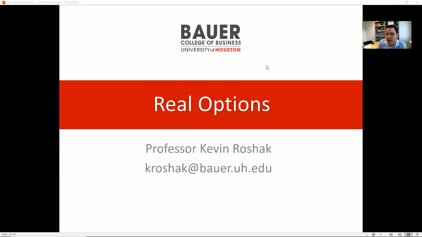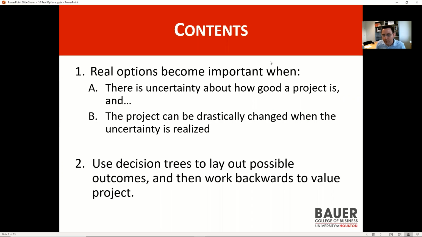In this slide deck, we're going to see a few things over and over again. We're going to see that real options become important when these two ingredients are involved. First, there has to be uncertainty about how good a project is going to be. Sometimes it'll be good, sometimes it'll be bad. We don't know at the beginning. The second ingredient is that the project can be changed drastically when that uncertainty gets realized. So you do something different if things turn out good than if things turn out badly, right? You make different decisions in these two states of the world, and that flexibility has the potential to create a lot of value for your project.